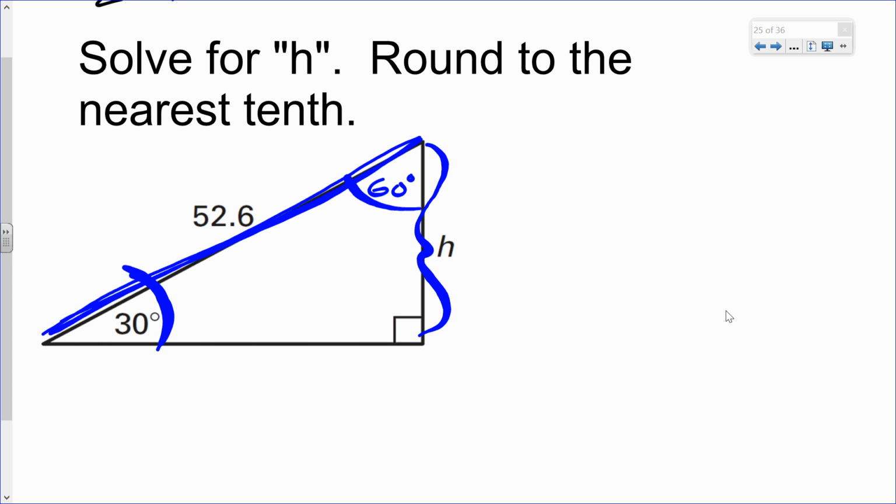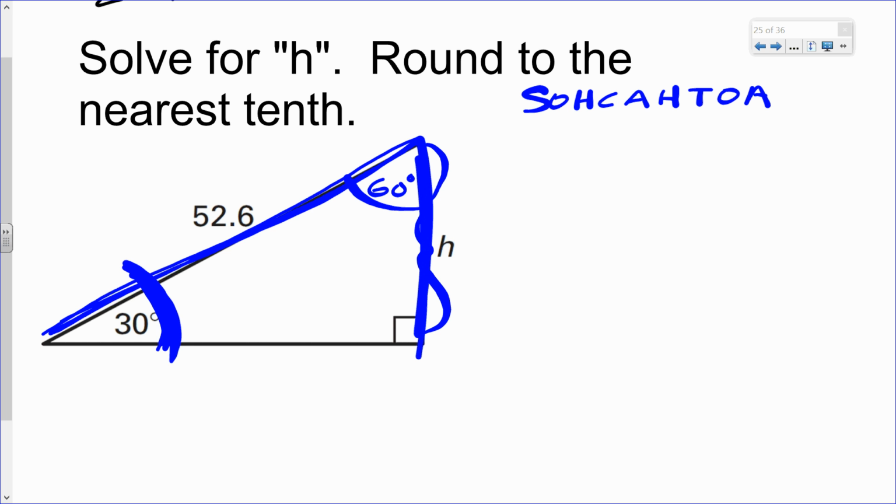Now, what is h in relation to 30? Let me think of SOHCAHTOA. SOHCAHTOA, let's dip our sushi in this puppy. What is h in relation to 30? Opposite. So let's see, opposite is mentioned in the sine, opposite is mentioned in the tangent.